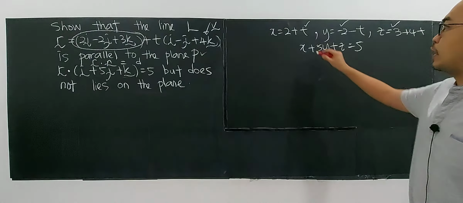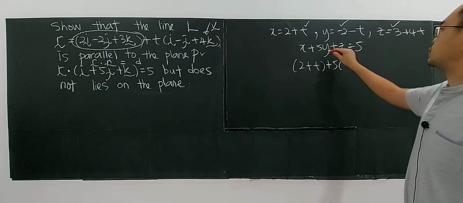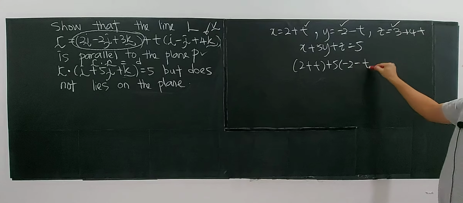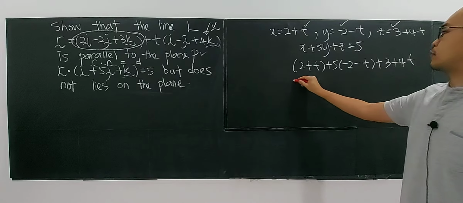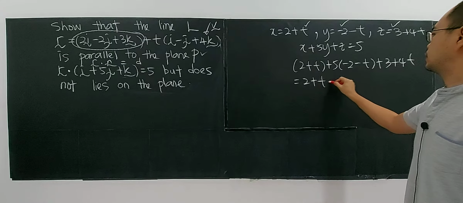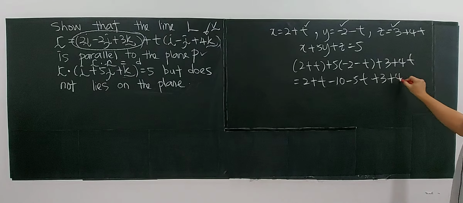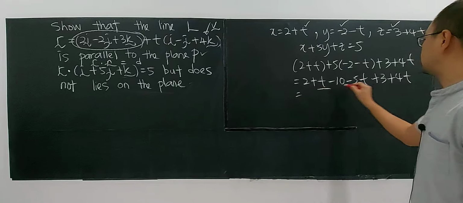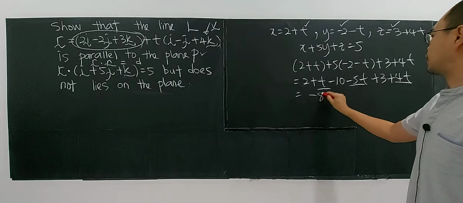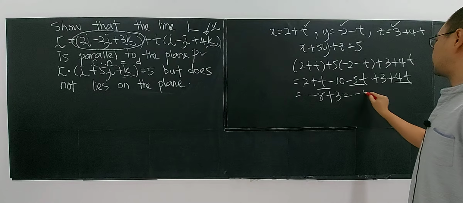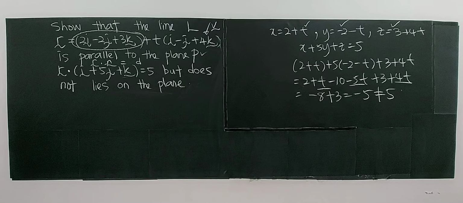Alright, so you have 2 plus t, plus 5 times -2 minus t, plus z, 3 plus 4t. Then you just calculate, very simple: -10 - 5t plus 3 plus 4t. So you see that t minus 5t is -4t, plus 4t, 0. 2 minus 10 is -8, plus 3, you get -5. -5 is not the same as 5, right? It's not the same as 5.